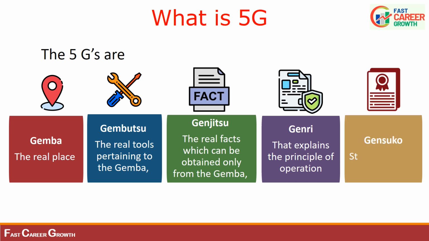GENSOKU, standardization. This translates to standardization or standard practice. GENSOKU involves establishing standardized procedures and practices based on the principles identified in GENRI. Standardization helps ensure consistency and stability in processes, making it easier to identify and address deviations from the standard.